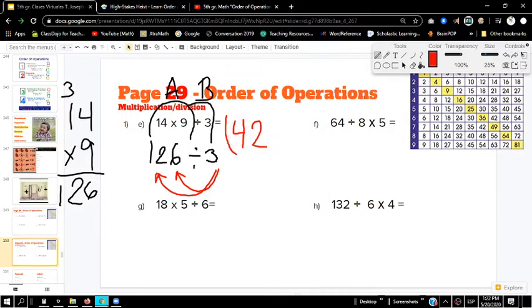Let's do the next problem, letter F. 64 divided by 8 is my first step. I already know that that's 8. And then I'm going to just simply multiply by 5, which is my next number, and that's going to give me a final answer of 40.